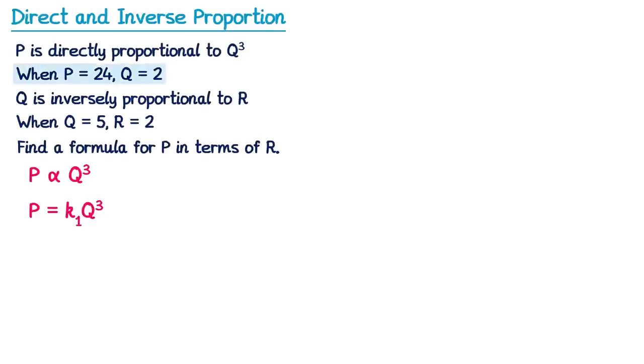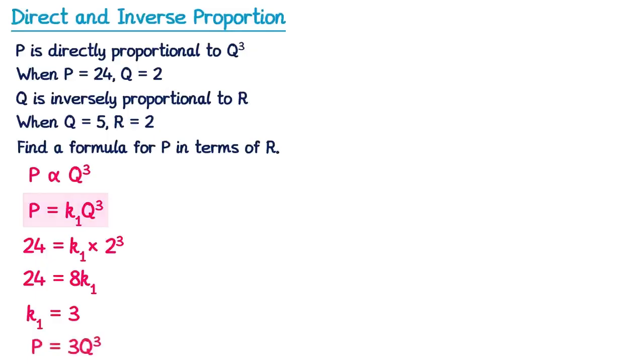Now we substitute in the values of p and q, so 24 equals k1 multiplied by q to the power 3, and we know q is 2, so 2 to the power 3. 2 to the power 3 is equal to 8, so we have 24 equals k1 times 8, or 8 lots of k1. Divide both sides by 8, and we find that k1 is equal to 3. So if we go back to this step here and replace the k1 with a 3, we end up with p equals 3q to the power 3.